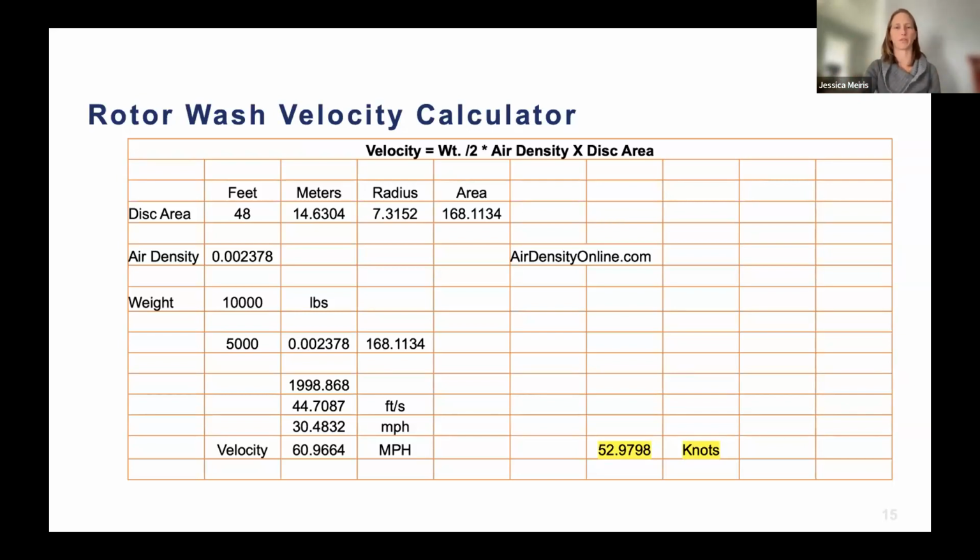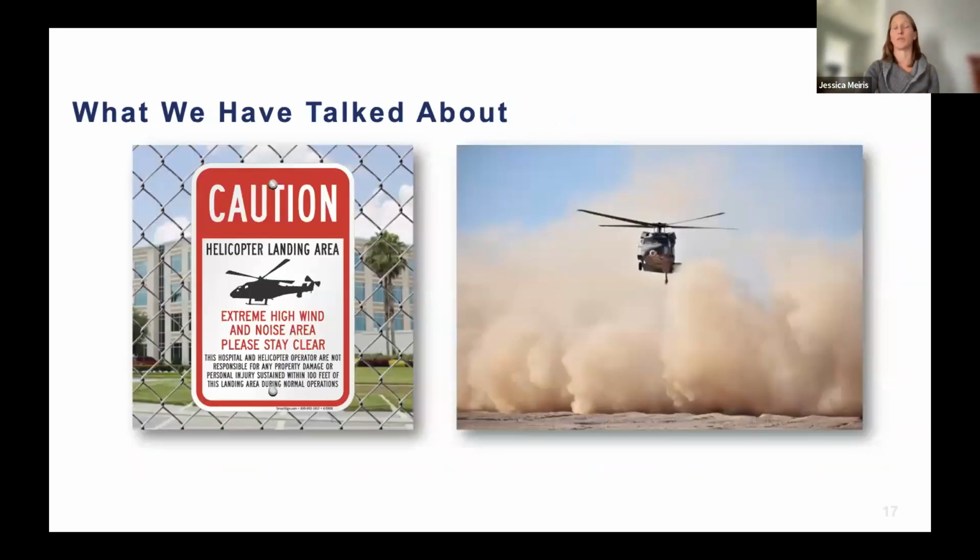That's the concept, really, is how much wind can really be generated by a larger helicopter within that 3 rotor disc diameters. There's some common things, like the information that's out there. You'll see signs like this one on the left: helicopter landing area, high wind, high noise, please stay clear. Yeah, everybody knows helicopters are noisy and windy, but what does that really mean?